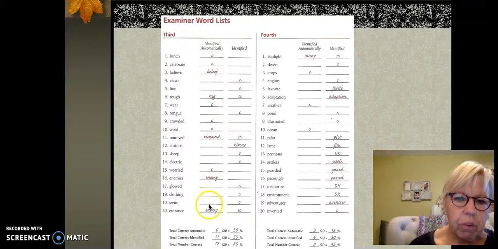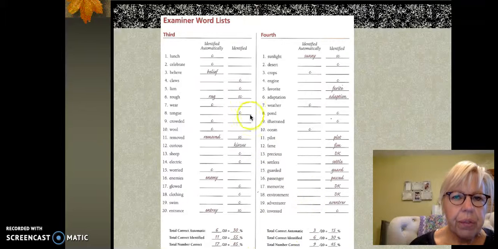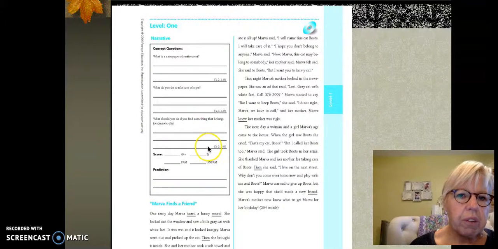So when we go back and we look at this and we add these up, we add up how many the student got correct automatically. That number goes here. Then how many did they get correct in this column? And that was 11. So we add those together. So they had 17 out of 20, which is 85%. So that is how you go through and figure out the word list. So 85% at third grade. I would still want to go lower with that student, obviously. Start lower than third grade, regardless of what grade level they are.